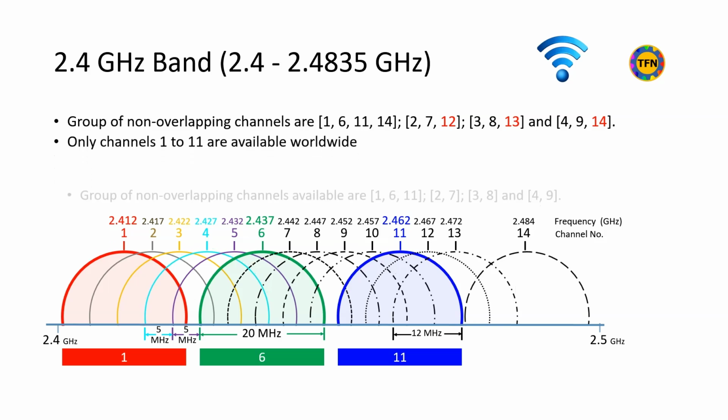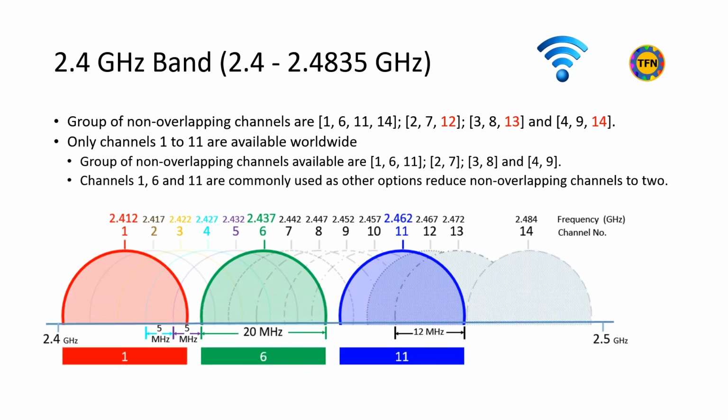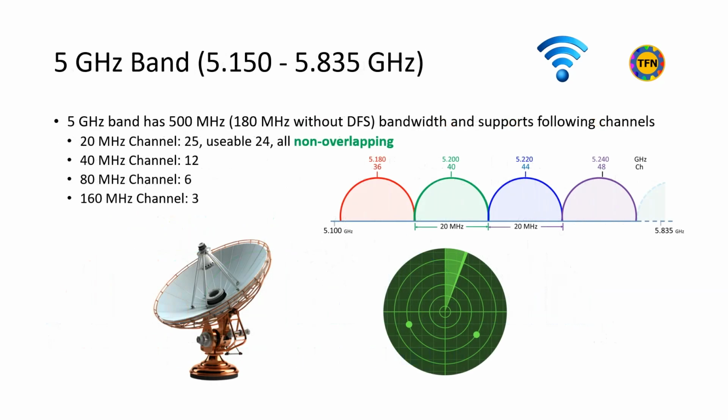As channels 12, 13, and 14 are not available worldwide, the number of non-overlapping channels will be 3 in Group 1 and 2 each in the other groups. Therefore, one of the channels in Group 1, that is channel 1, 6, or 11, is preferred for avoiding interference. The 5 GHz band has 500 MHz bandwidth, including DFS channels.